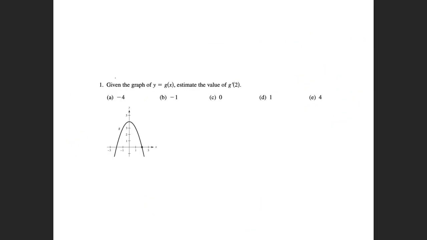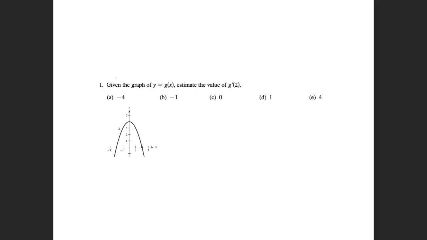All right. Multiple choice question. It says, given the graph of y equals g of x, estimate the value of g prime of 2. So this one's going to ask us a little bit different of a question. So what would g prime of 2 be? Nope, it is not 0. This is g of x, okay? What does the derivative give us? What is another word for derivative? Slope at any given point.